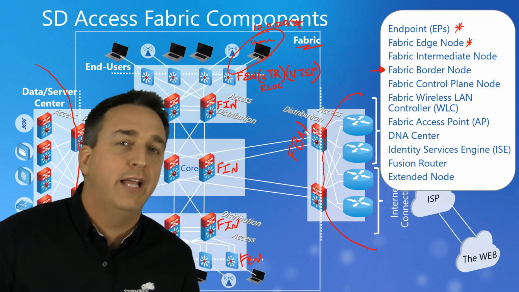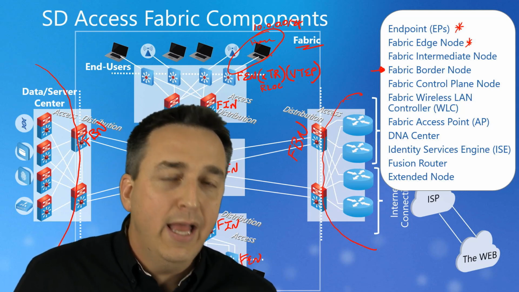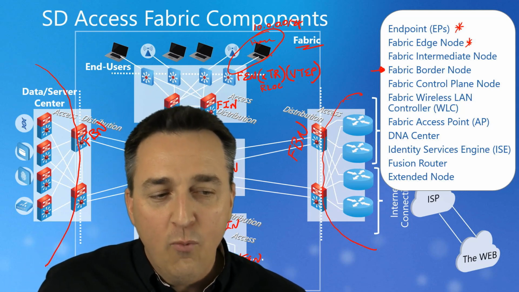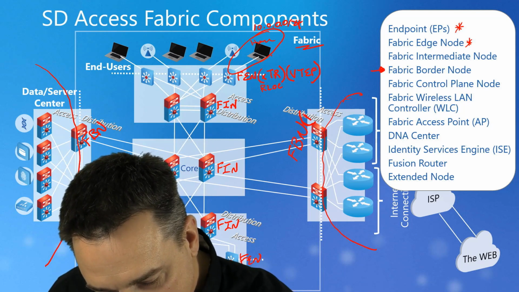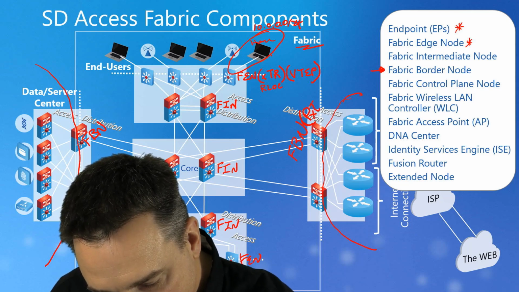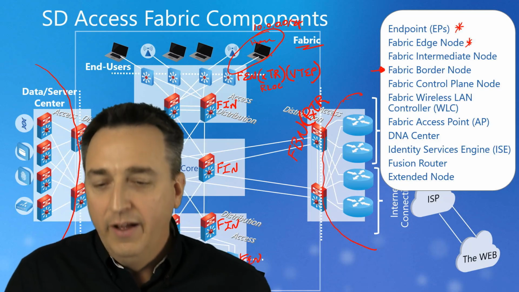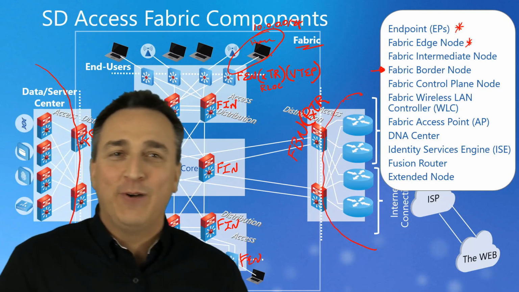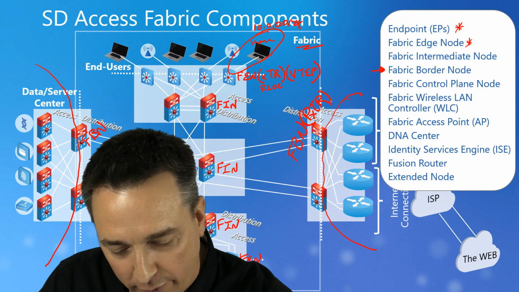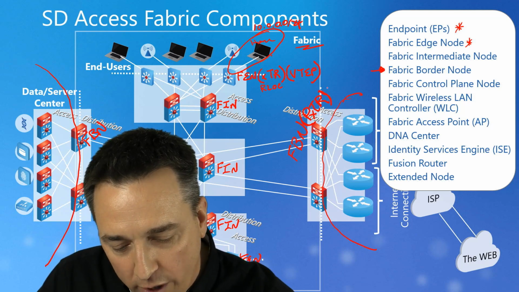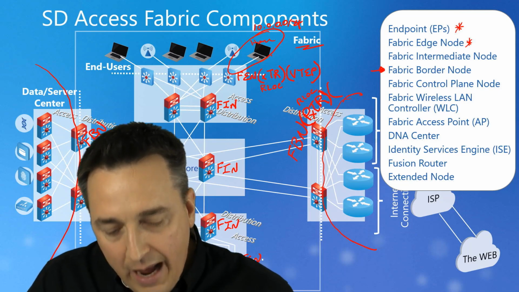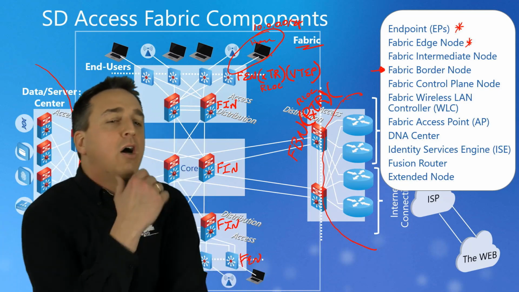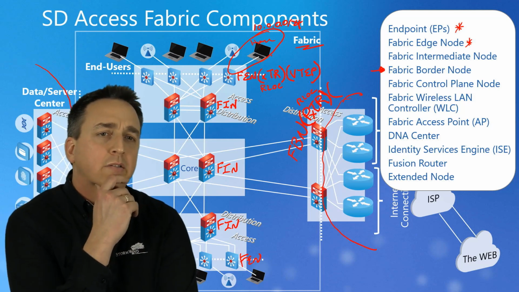So, just out of curiosity, folks, in the world of LISP, what do we call a fabric border node? A PxTR. That's right. Wonderful. Good job. And we'd have an RLOC for that as well. Remember, RLOCs for that as well. And then in the world of VXLAN, what do you think we call the fabric border node?